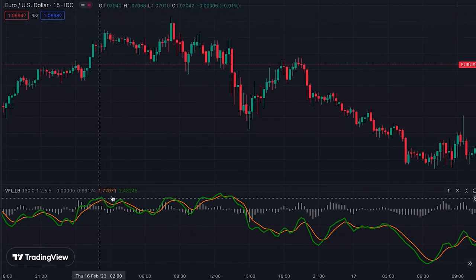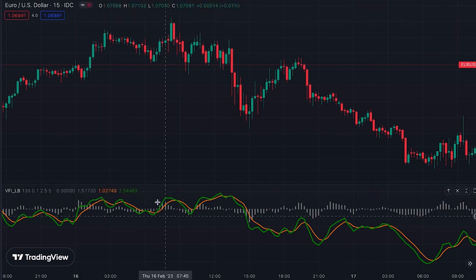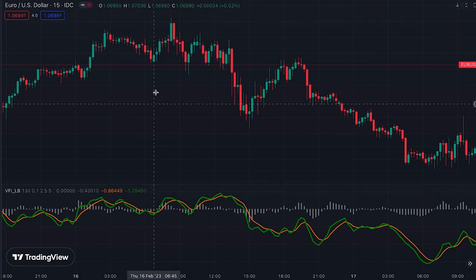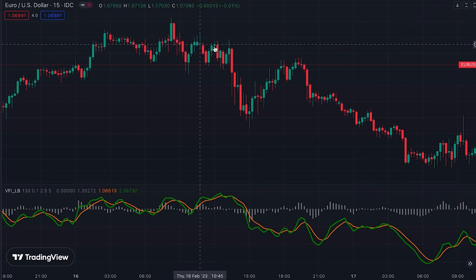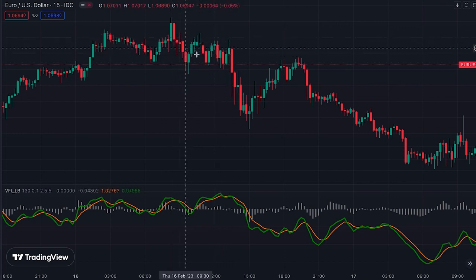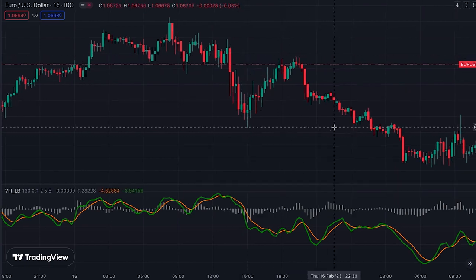On the other hand, when the price makes higher high but VFI makes lower high, this is a bearish divergence, and it shows that selling volume is building here. In this case, you can see that first the price went to a trading range, actually a tightening consolidation period, and then after that the price turned to a downtrend, as you can see.